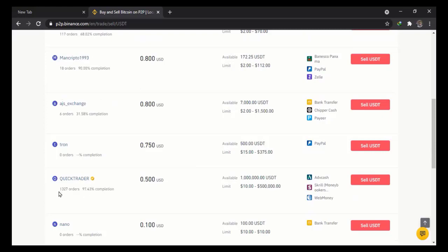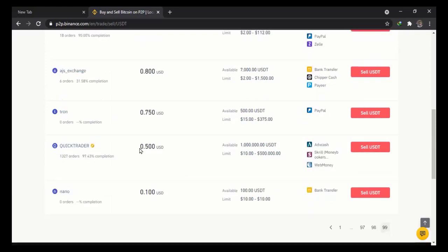He's had 1,327 orders, and he's managed to pay with advance cash, Skrill, and web money. So there are people out there who probably if we try to sell, let's click on this.